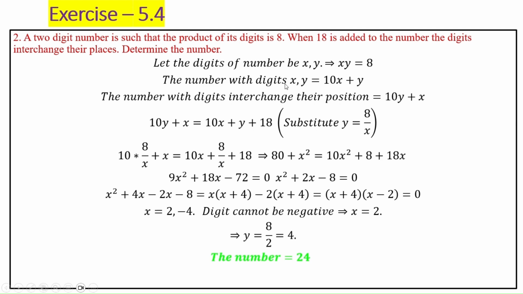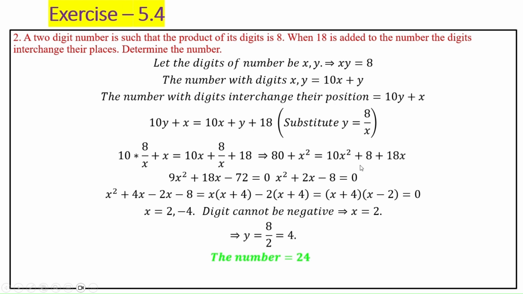Okay. So the number with the digits x, y is 10x plus y. The number with the digits interchanged is 10y plus x. So 10y plus x equals 10x plus y plus 18. And then now substitute y equal to 8 by x from this equation. Okay, xy equal to 8, right? So with that you get the quadratic equation 10x square plus 18x plus 8 equal to 80 plus x square. Sorry, the final quadratic equation you will get is x square plus 2x minus 8 equal to 0.